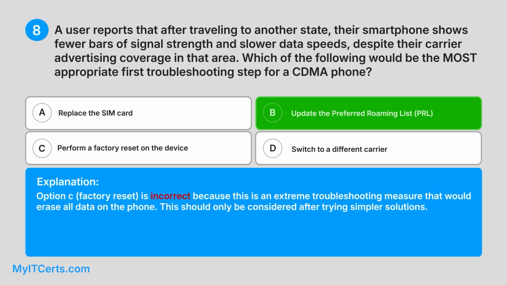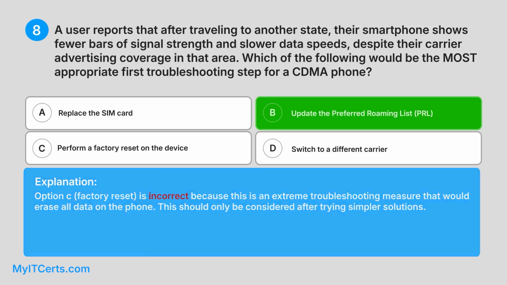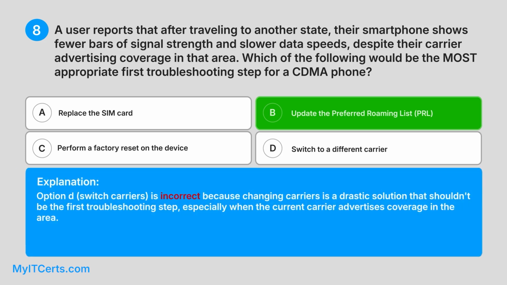Option C, perform a factory reset on the device, is incorrect because this is an extreme troubleshooting measure that would erase all data on the phone. This should only be considered after trying simpler solutions. Option D, switch to a different carrier, is incorrect because changing carriers is a drastic solution that shouldn't be the first troubleshooting step, especially when the current carrier advertises coverage in the area.